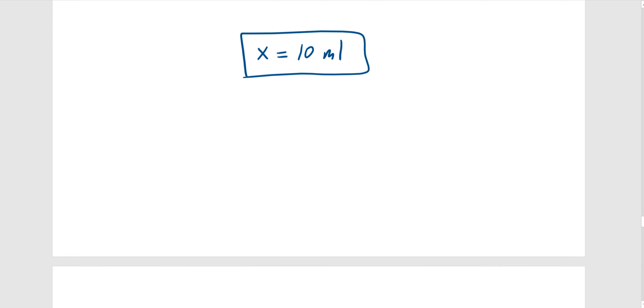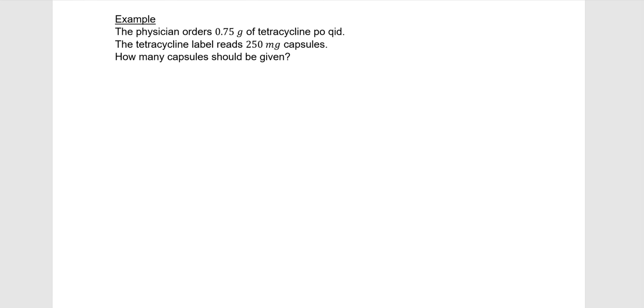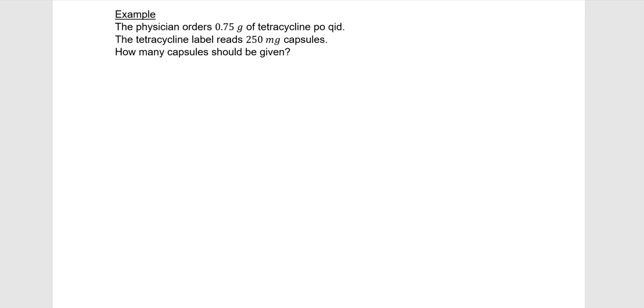Okay, let's do about 2 more here. So we have that the physician orders 0.75 grams of tetracycline, and the QID abbreviation is 4 times per day, and the tetracycline label reads 250 milligram capsules, and we want to know how many capsules should be given.